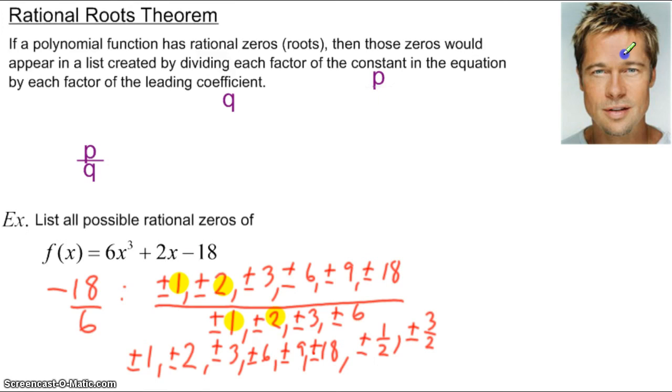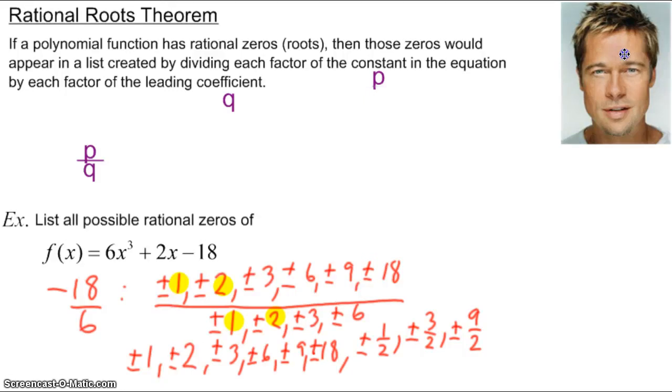Positive and negative 9 divided by 2. Oh, that's not in the list. That needs to be in there. That's positive and negative 9/2. Then I do positive and negative 18 divided by 2. That's positive and negative 9. That's already in the list. I don't need to list it again.